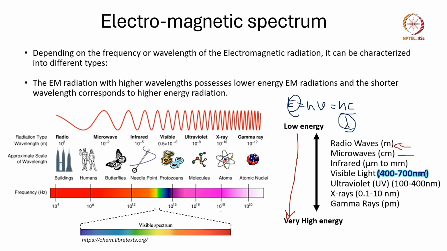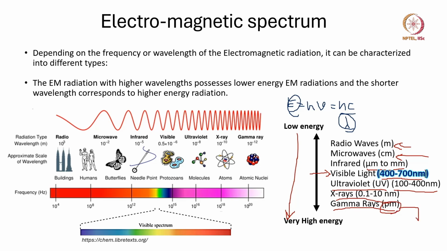Next come the microwaves, whose wavelength is in the order of centimeters, and infrared radiation comes next. The visible light, which allows us to see the world, has a wavelength range of nanometers. Next comes the ultraviolet radiation, whose energy is higher than the visible range and has a wavelength between 100 and 400 nanometers. Beyond this, the X-rays are more energetic, with wavelengths in the order of 0.1 to 10 nanometers, and gamma rays, whose wavelength is very short, in the order of picometers.